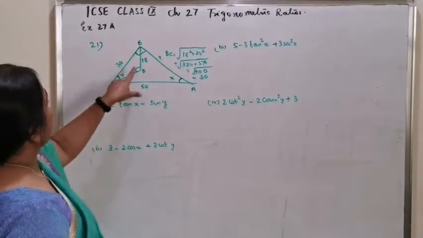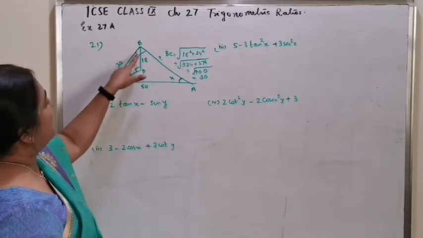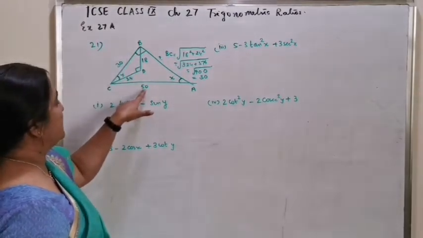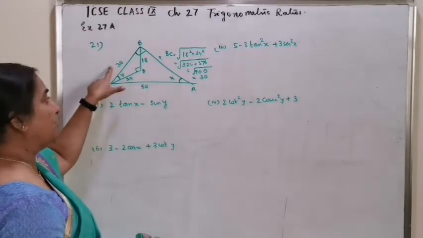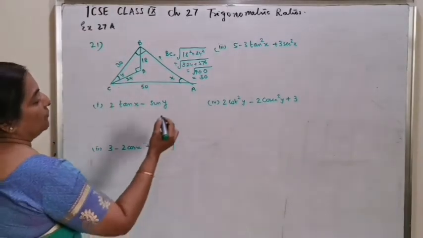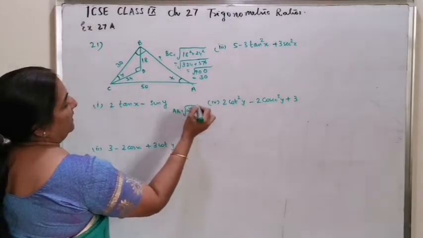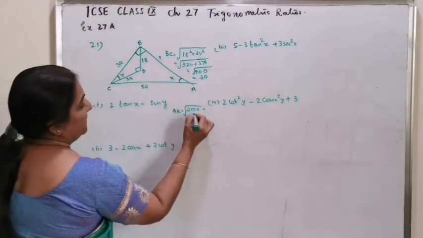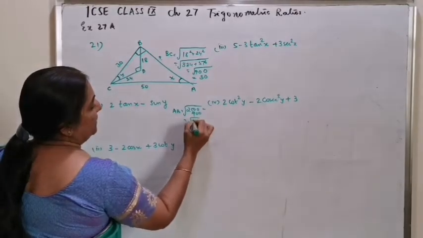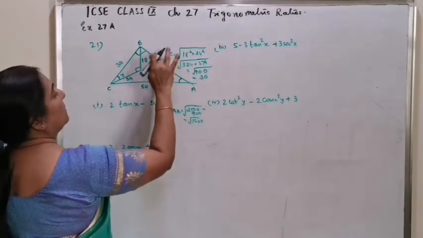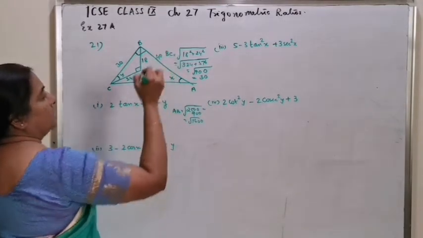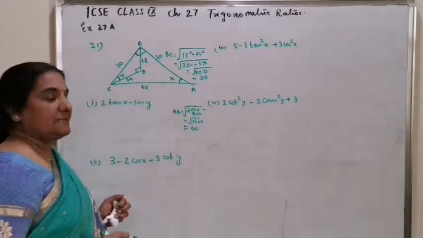And now in the triangle ABC, angle B is 90 degrees. So it is 50 and 30. So we need to get the length of AB. AB is equal to square root of 2500 minus 900, square root of 1600, or this length is 40.